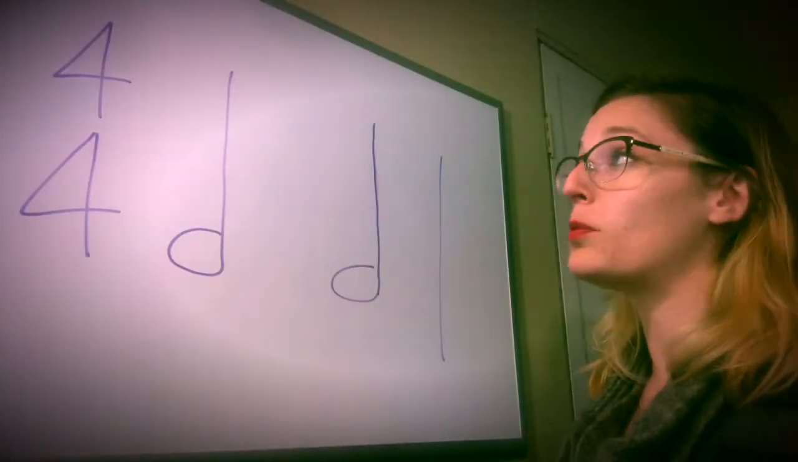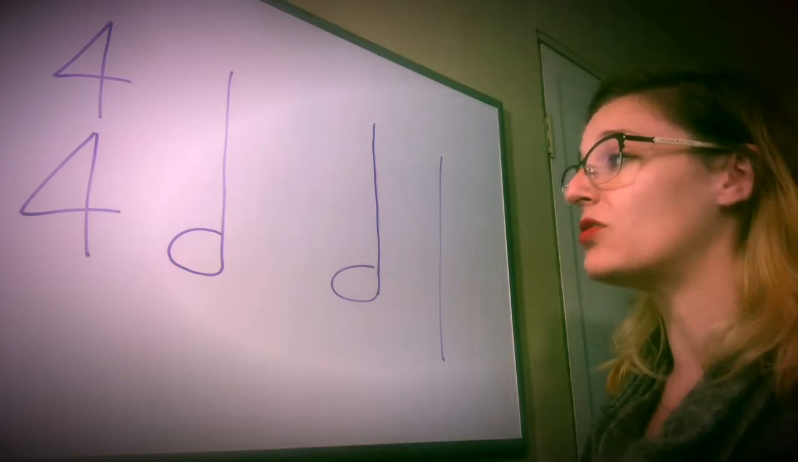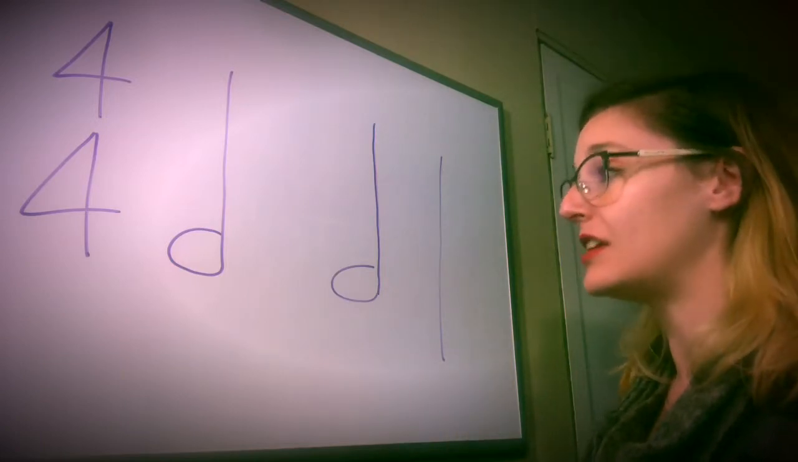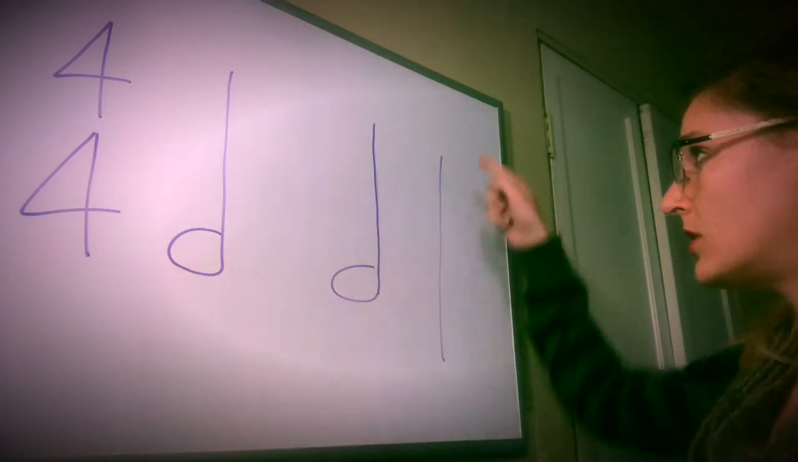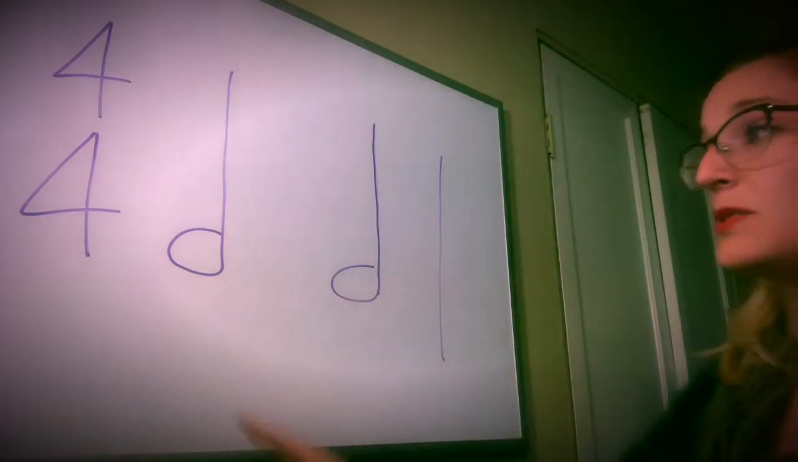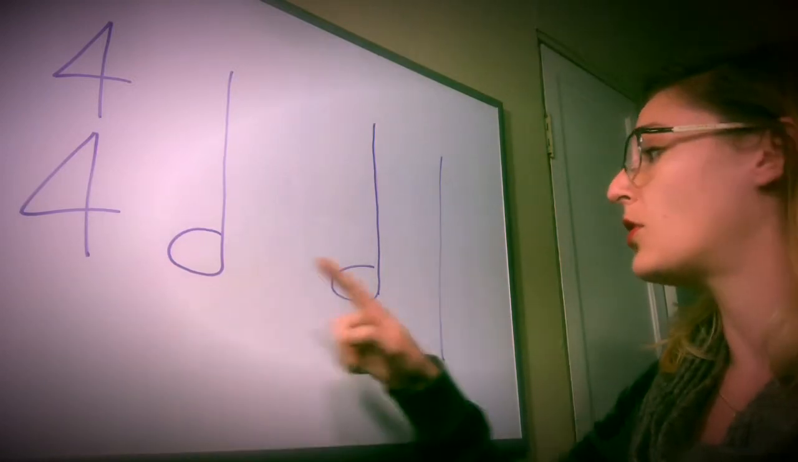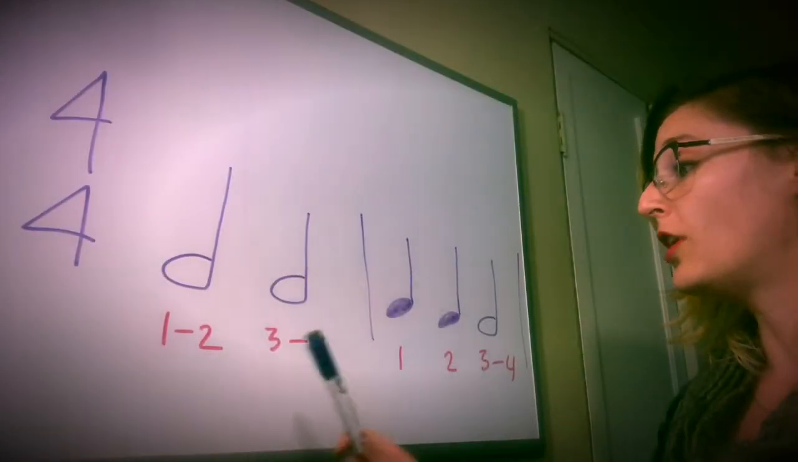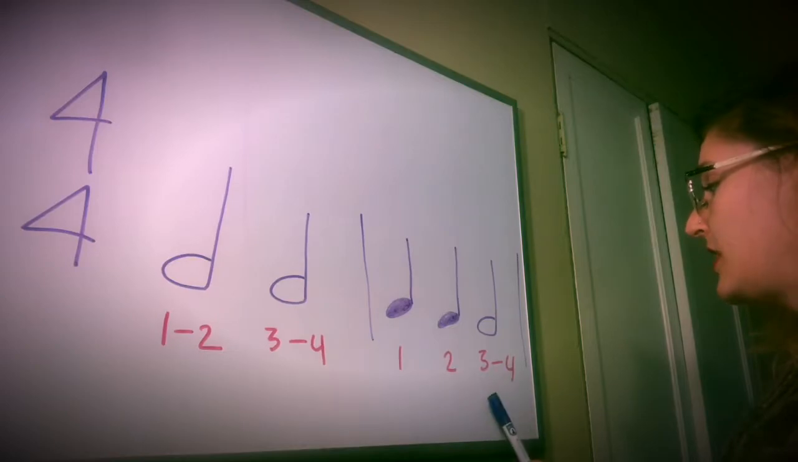So if we have 4 beats in a measure of 4/4 time, then that means we can fit 2 half notes in each measure. Here we see 2 half notes, followed by a bar line to end this measure in 4/4 time. 1, 2, 3, 4.